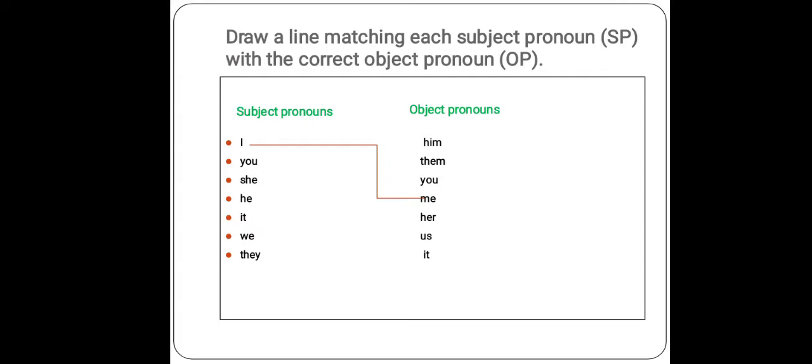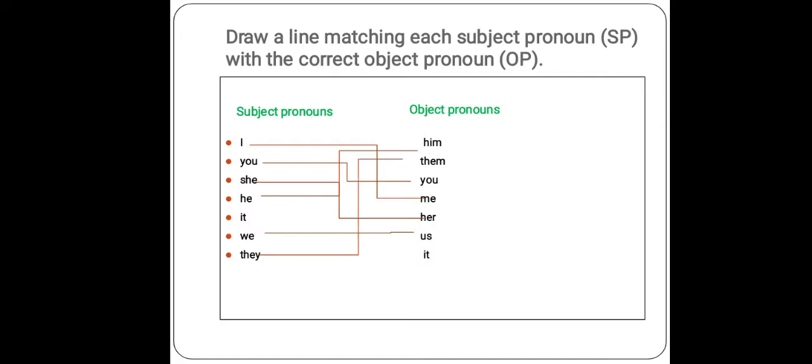So you pause the video and you do the same thing for the other pronouns. So you, it doesn't change, you. She, her. He or we, us. He, him. It, they, them. It doesn't change, it. Good.